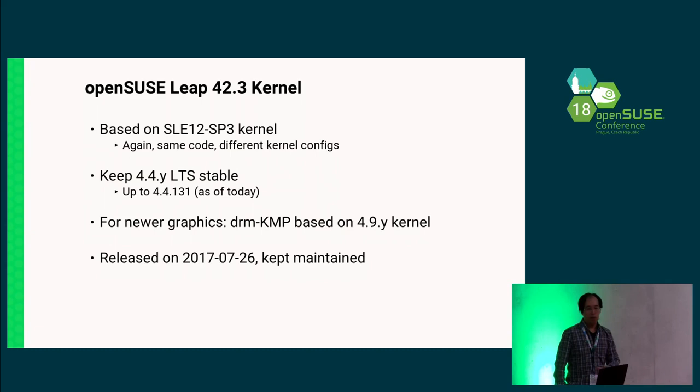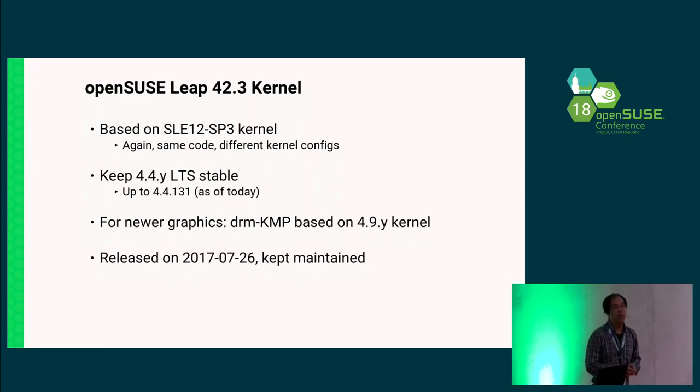And at that time, there was already new hardware released. Specifically on the graphics side, we had KabyLake Intel graphics and AMD GPU. And if we backported all these things to the 4.4 kernel, you would have more than 5,000 patches on top of that. So we said, oh, that's too much. And so we decided on another strategy, namely we take DRM KMP.